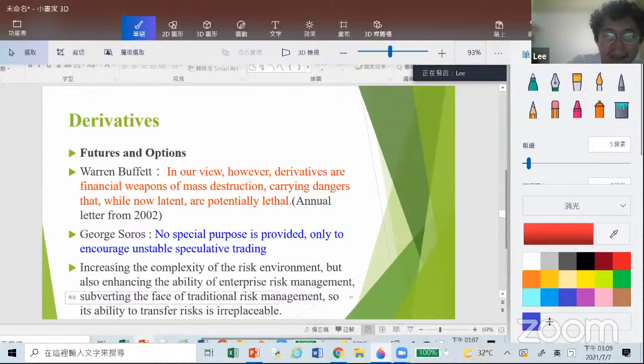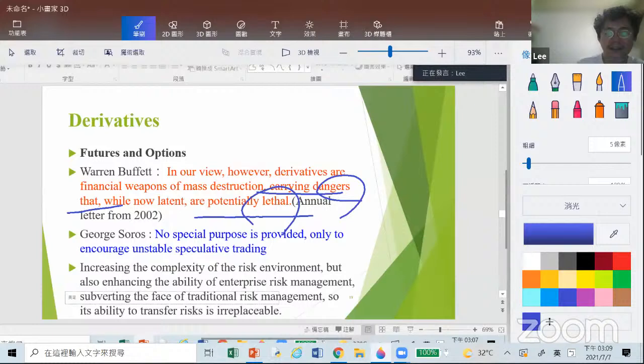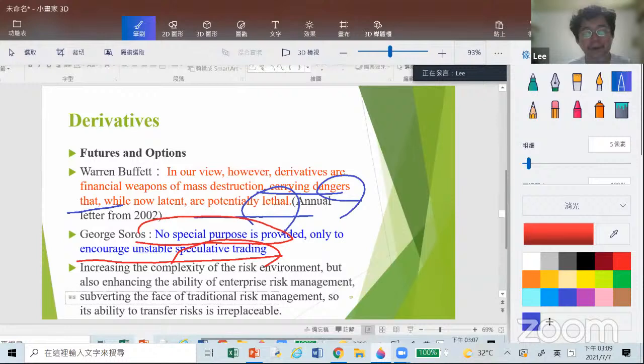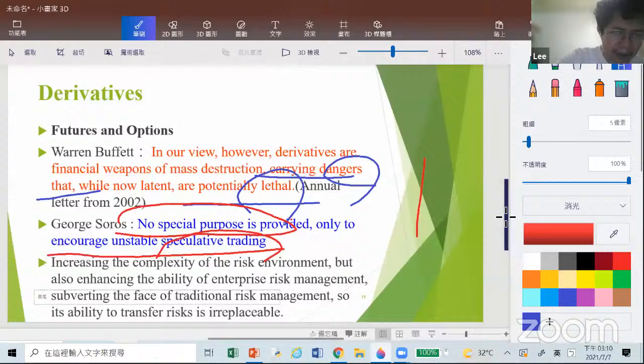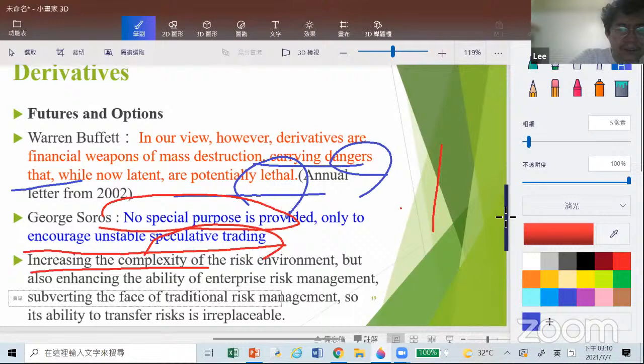So this is why Warren Buffett says it's very, very dangerous, carrying danger, and potentially lethal. And you can also find it from George Soros, who said derivatives only encourage unstable speculative trading, with no special purpose. That is their viewpoint, but in fact, I think most people, especially investment experts, will agree.